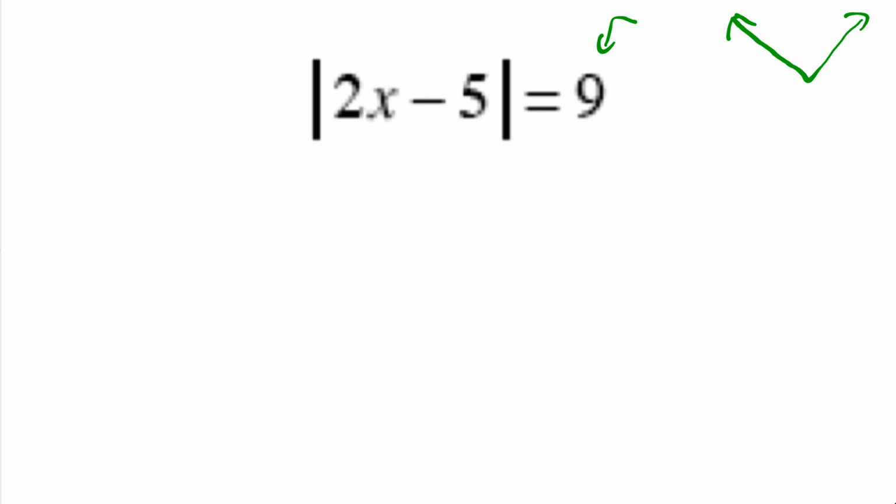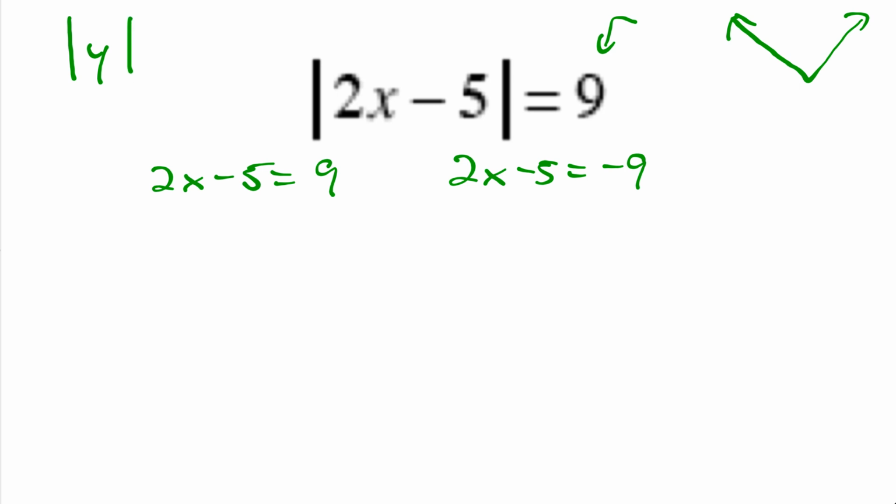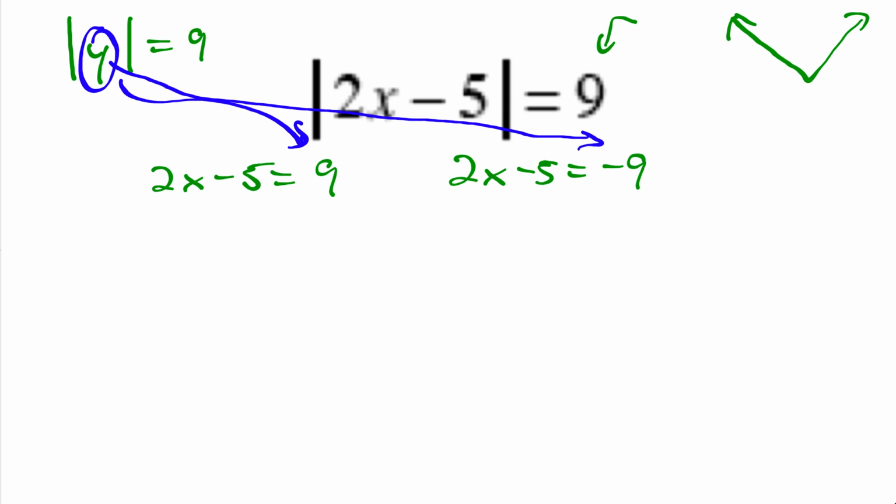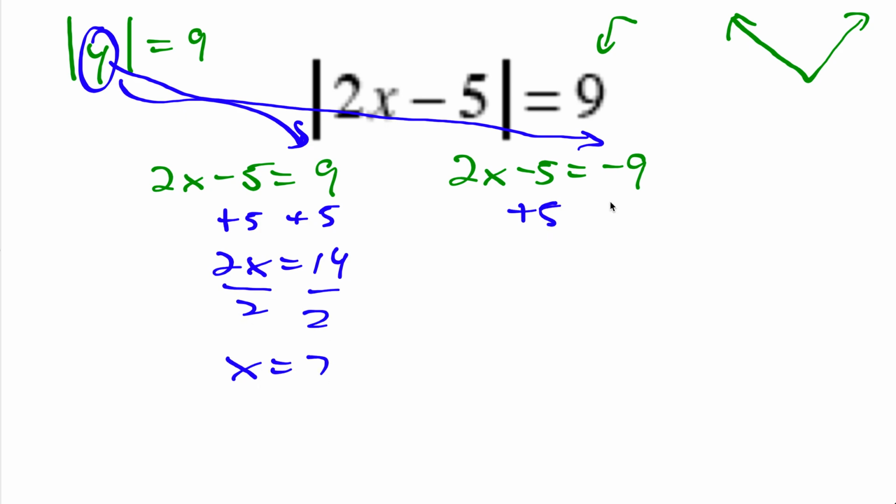So 2x minus 5 could equal 9, but 2x minus 5 could equal negative 9. Maybe it helps if you think of it this way. What can I take the absolute value of to equal 9? Well, if I look inside, this value could be 9, or this value could be negative 9. So a couple of different ways you can think of it. Now I just have to solve this one and solve this one.